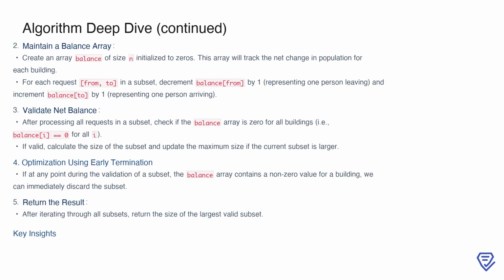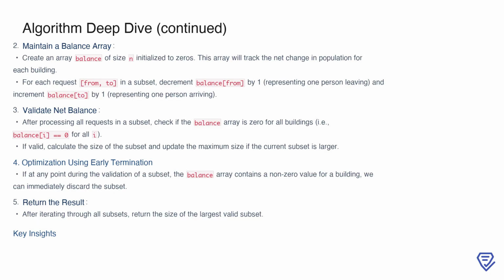If there are m requests, there are 2^m subsets to consider. For each subset, we'll evaluate whether it satisfies the net balance condition. To do this, we use a balance array of size n, where each index represents a building. Initially, all values in the balance array are set to 0. As we process a subset, we update the balance array for each request (from, to) by decrementing balance[from] by 1 to represent a person leaving and incrementing balance[to] by 1 to represent a person arriving.